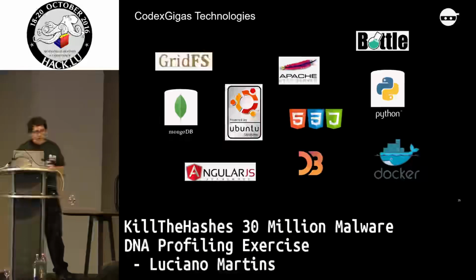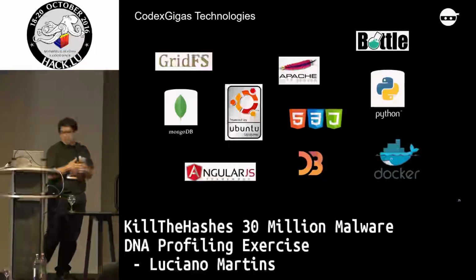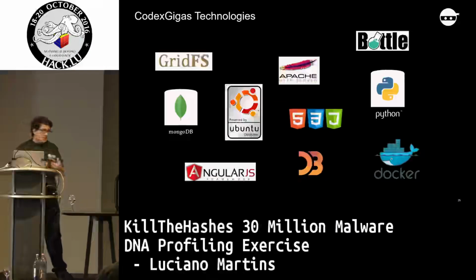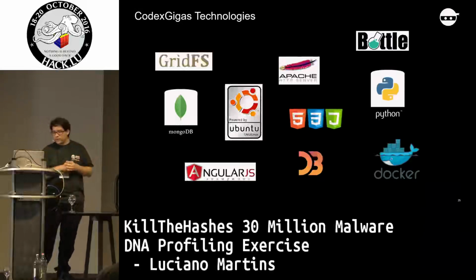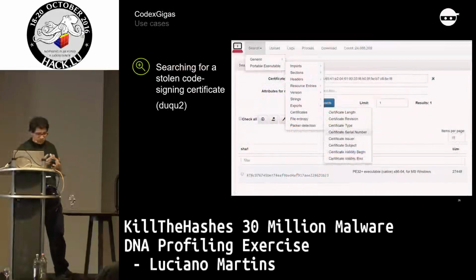The technology behind it is that we use GridFS for storage of the files. We use Mongo, and it's running on Ubuntu. The web is Angular. We use D3 for the graphics, all those bubbles that you saw. We use, of course, Docker for easy deployment and implementation. It's all coded in Python, so you can actually go there and do whatever you want with the code. We use Bottle as the API, and at the very end, we use Apache. So I want to show you some of the examples that we just put together.